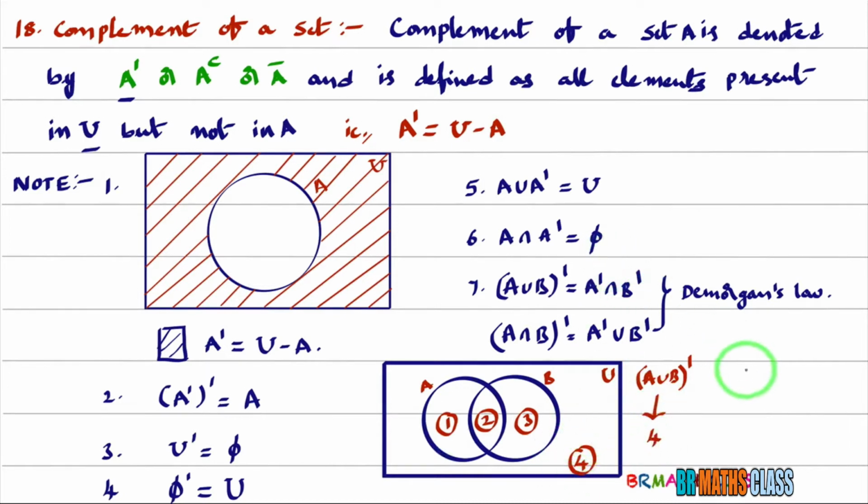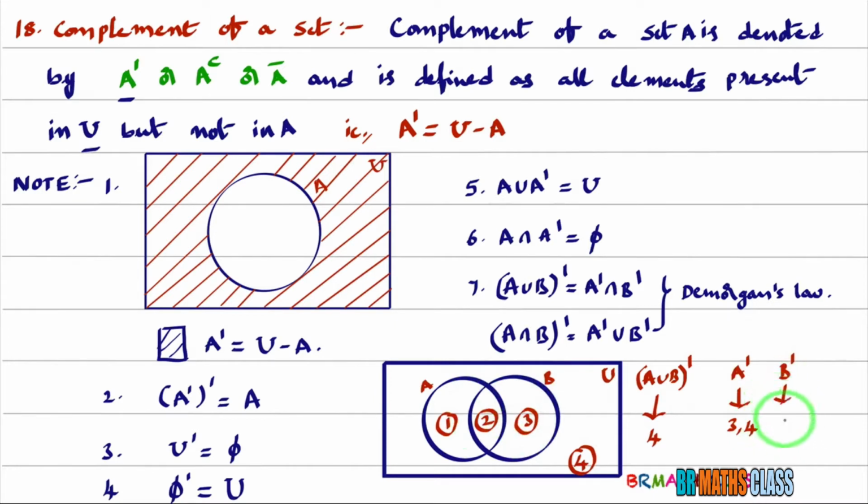Okay. Now A dash. What is A dash? A dash means not A. Other than A, what parts are present in this? 3 and 4. So A dash is 3 and 4. B dash. What is B dash? B dash means not B. Not B, that means 1 and 4.